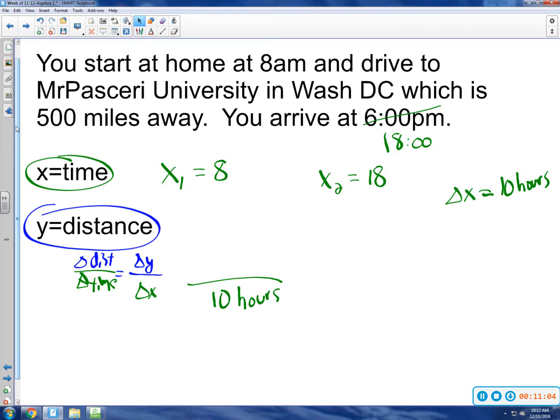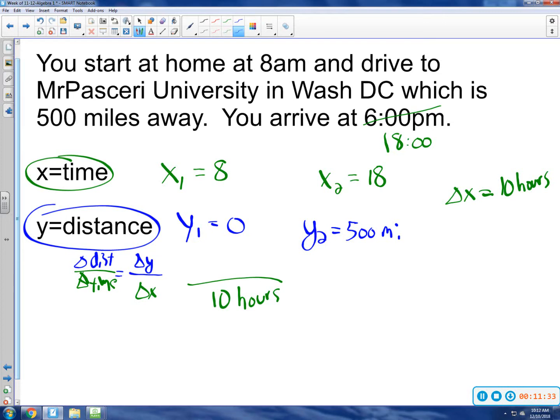So what was our original distance? How far from home were we when we were at home? How far, then? y1 is 0. We're at home. We're 0 miles from home, at home, correct? And what's y2? What's our distance to? Where do we wind up? 500 miles? So what's our change in y? How far did we go distance-wise? We know it. It's 500 miles.